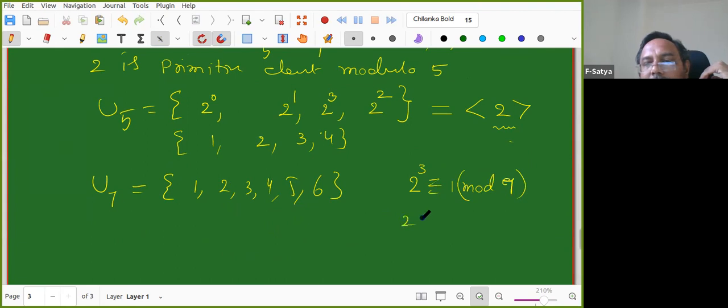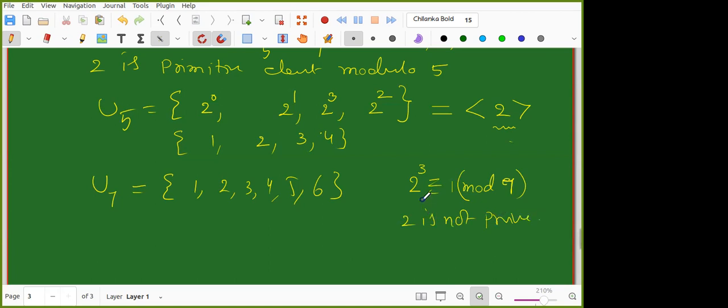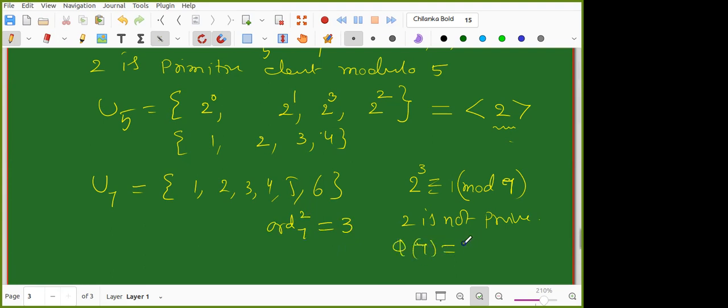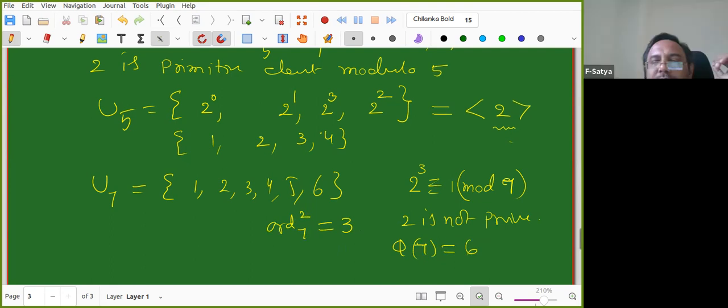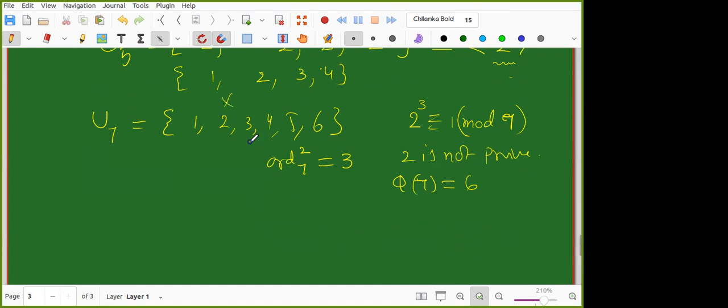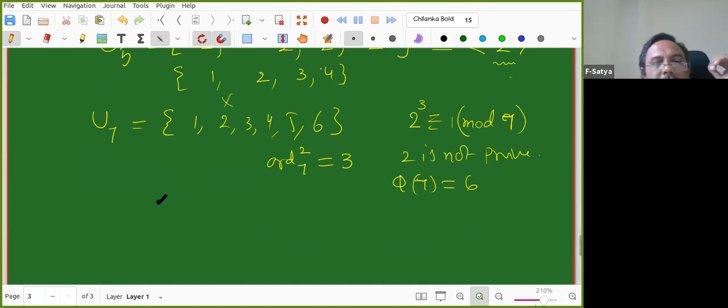So 2 is not a primitive root. When we take the order, we are taking the minimum value it takes to get 1. So the order of 2 modulo 7 is 3. But what is phi of 7? 6. So 3 divides 6, that is always true. So 2 is not. What about 3? We will check. What is the order of 3? So what is 3 square?